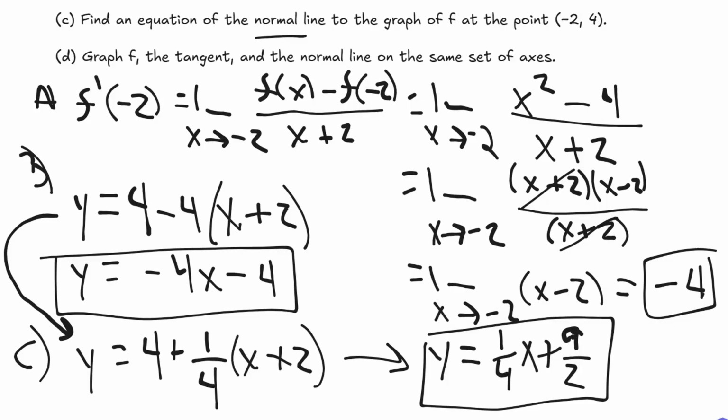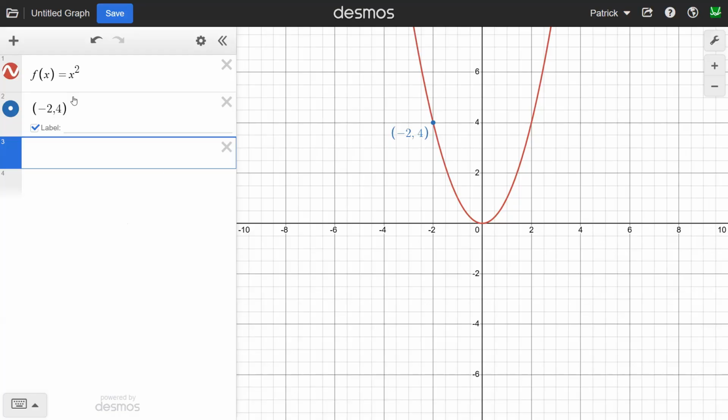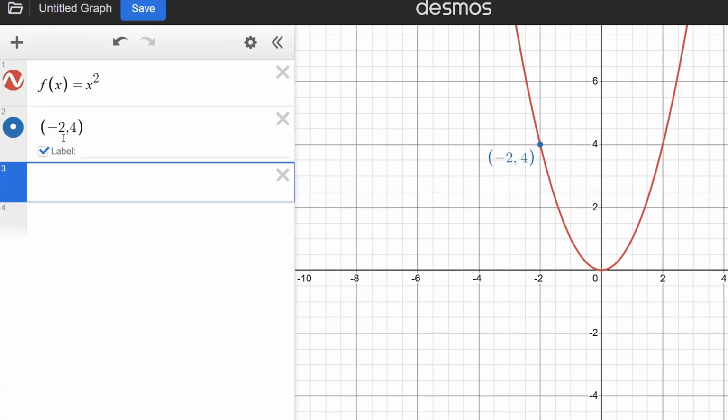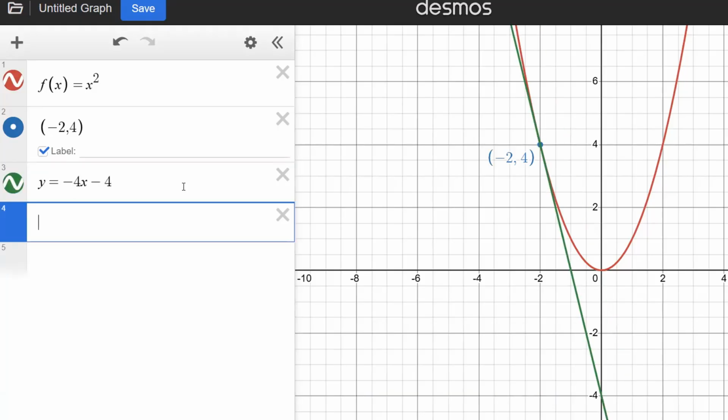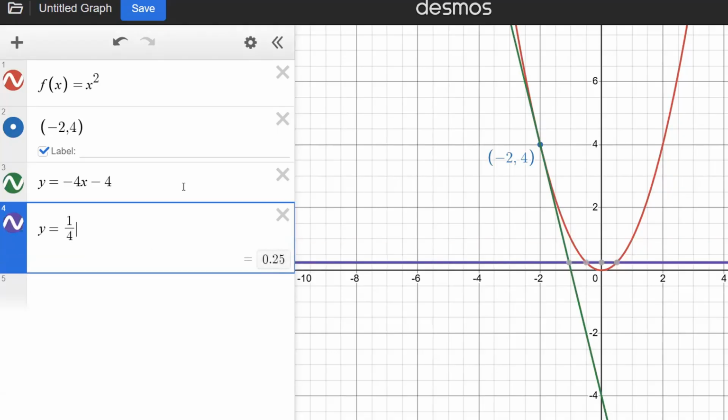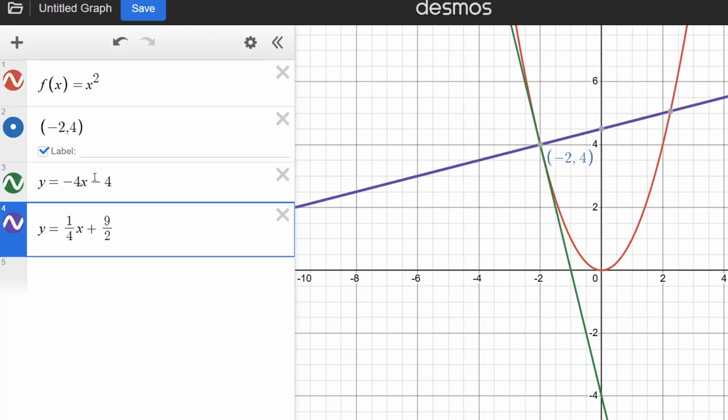And then the last thing we want to do is just kind of verify graphically by graphing everything in Desmos. So here I have the graph of x squared in the point -2, 4. One thing you can note is that at this point, the graph is decreasing, so its slope should be negative, and that makes sense with what we determined from finding the slope of the tangent line to be -4. So if we graph that, we would have y equals -4x minus 4, and there we go. And then the normal line is going to be y equals 1/4 x plus 9/2.